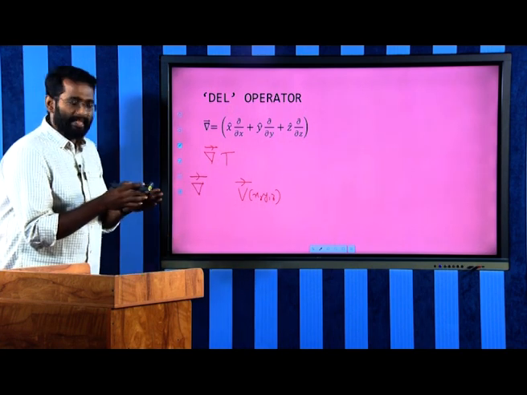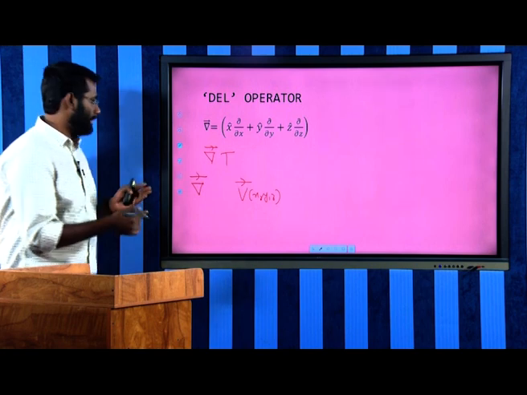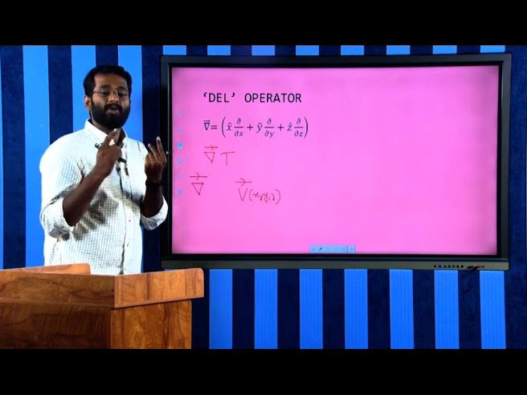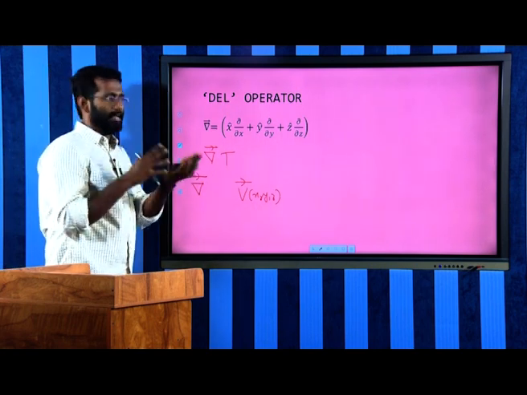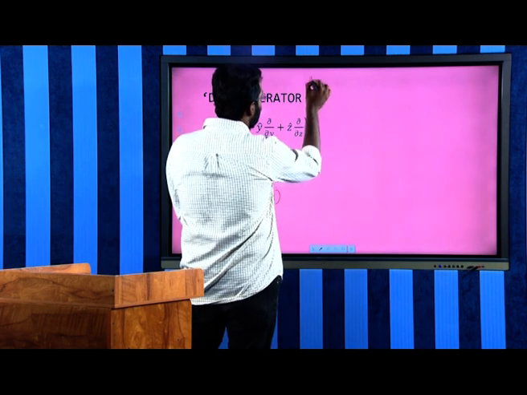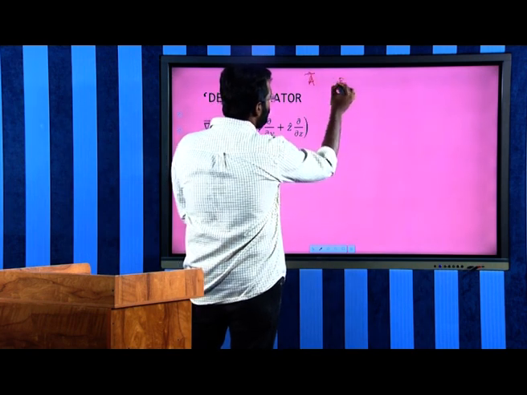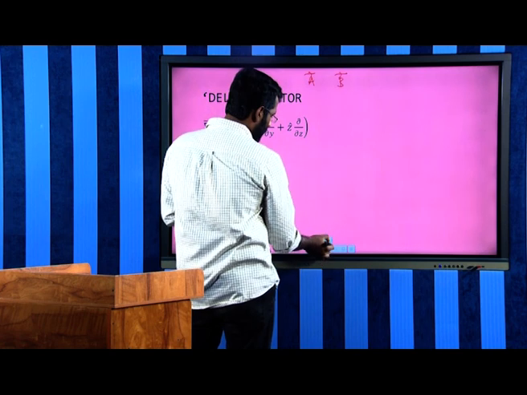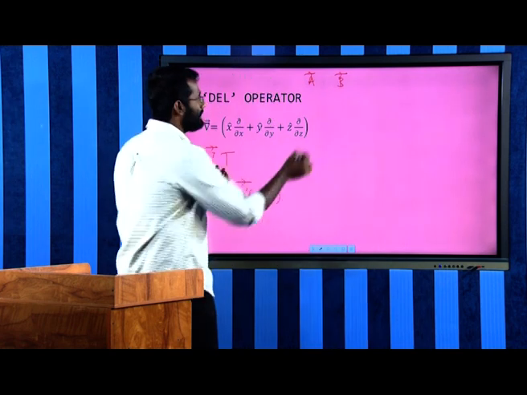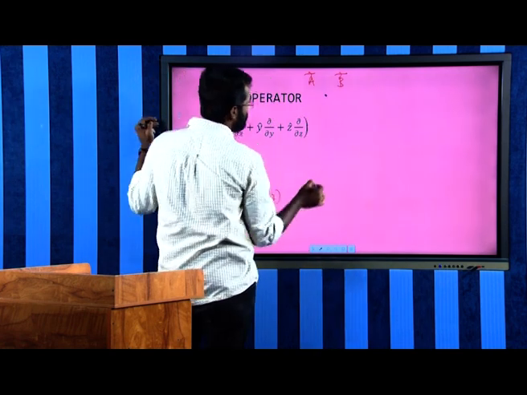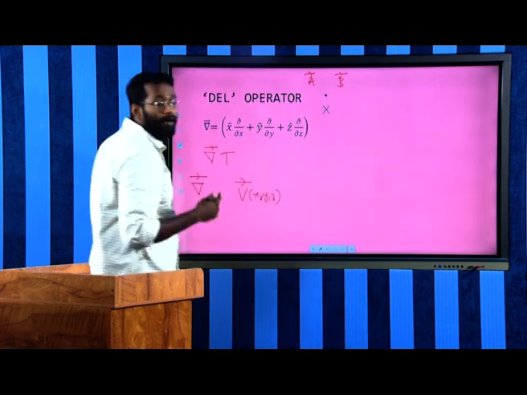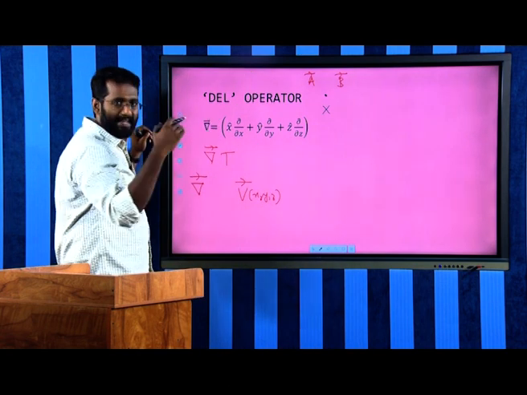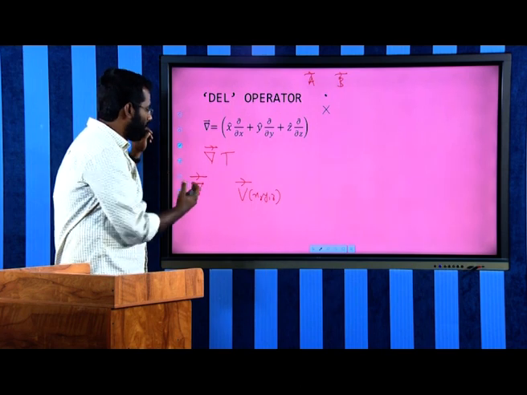So they can act in two ways. That means between two vectors you can take two kinds of product. Suppose you have a vector a and a vector b, you can have two kinds of products. One is called the dot product or the scalar product, and the other is the cross product or the vector product. So the scalar product and the vector product can exist between two vectors.